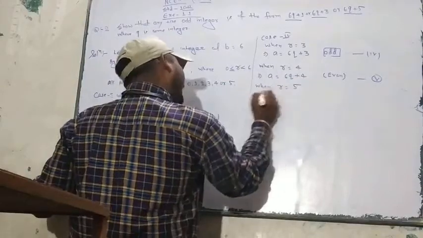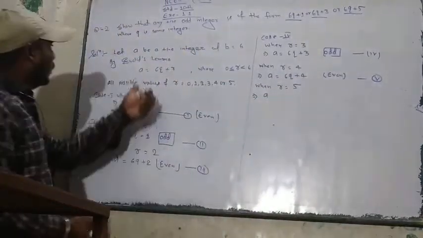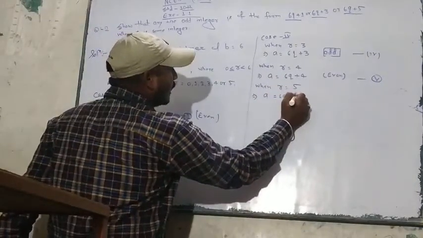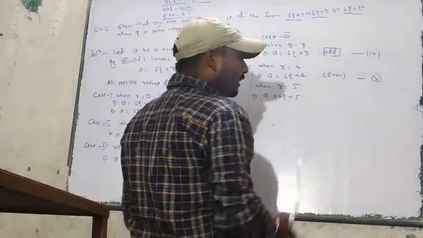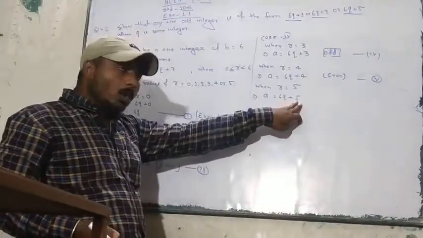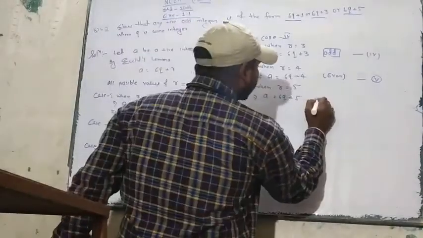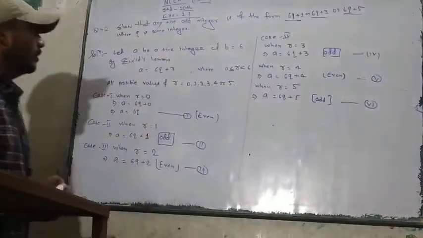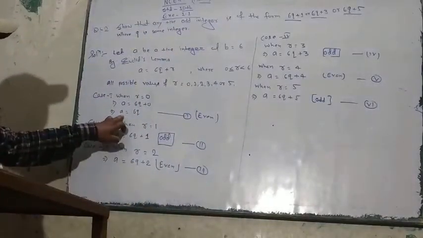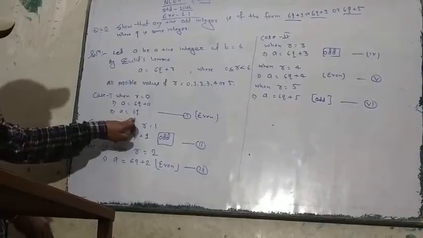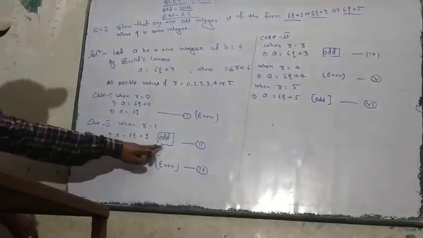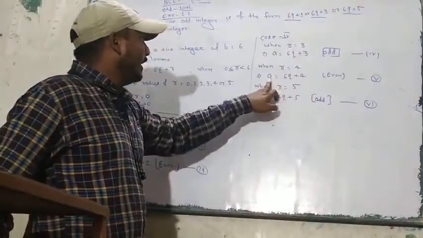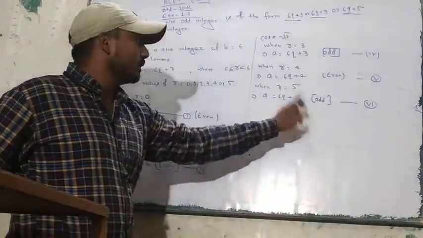When r is equal to 5, then a is equal to what? We know a is equal to 6q plus r. A is equal to 6q plus 5, the value of r being 5. You know a multiple of 6 added to an odd integer gives an odd result. So it is also odd. Now in the equation number 6, what do we do here? In equation 1, a is equal to 6q, even. A is equal to 6q plus 1, odd. A is equal to 6q plus 2, even. A is equal to 6q plus 3, odd. A is equal to 6q plus 4, even. And a is equal to 6q plus 5, odd.